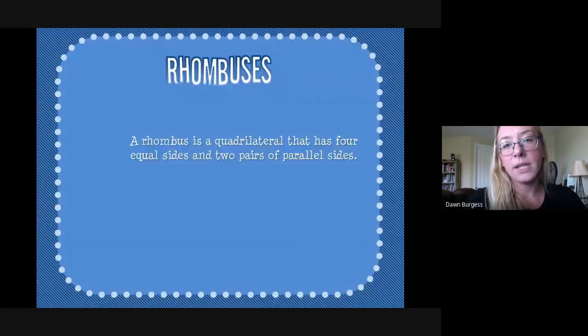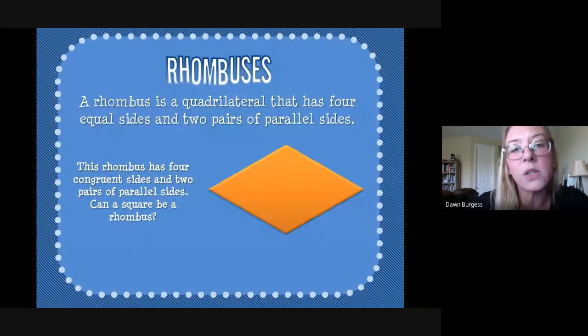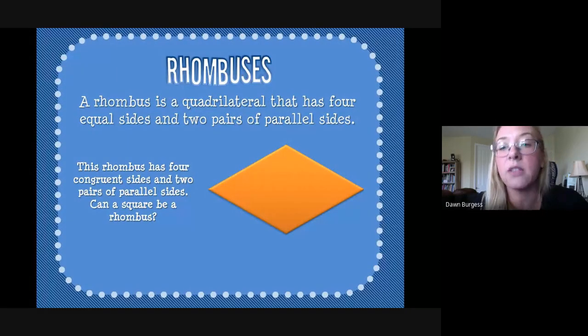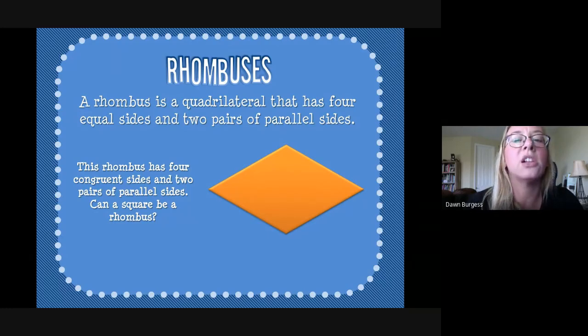Okay, rhombuses. A rhombus is a quadrilateral that has 4 equal sides and 2 pairs of parallel sides. Okay, listen to that again, because I'm going to ask you which shape does that sound like. A rhombus is a quadrilateral, so a 4-sided shape, a 4-sided figure. All 4 sides are equal, and it has 2 pairs of parallel sides. What does that sound like?